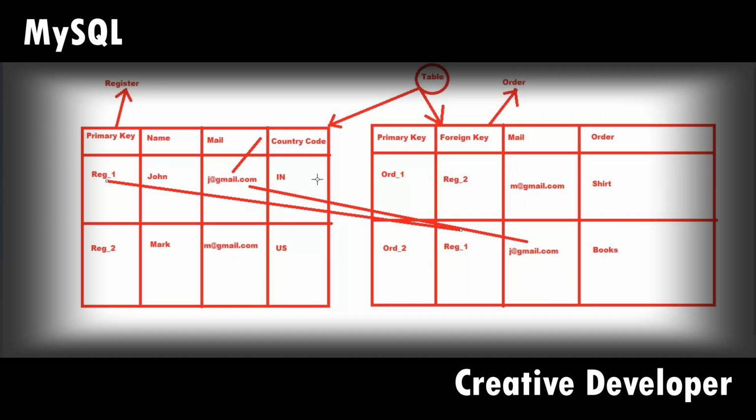Who manages the relation between those two tables? That is our MySQL. That's why it is called a relational database management system. Now I hope, guys, it's clear. Now I will show you the data types, the different types of data.